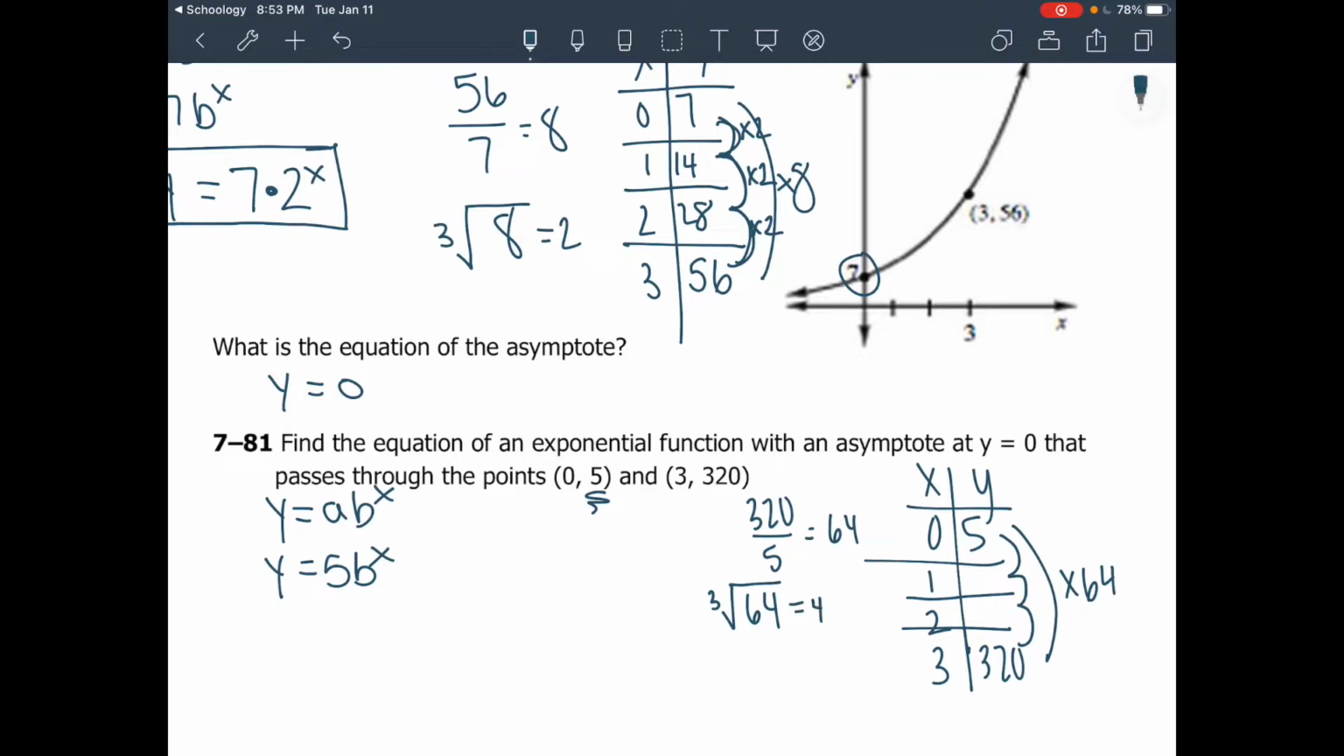So I multiply by 4 to get to each next number. And I know I did it up here, but I really don't have to multiply through to figure out my equation. So I'm just going to skip that and say, my multiplier is 4, so y equals 5 times 4 to the x. It doesn't hurt, though, to actually multiply by 4 throughout to make sure you get up to 320.